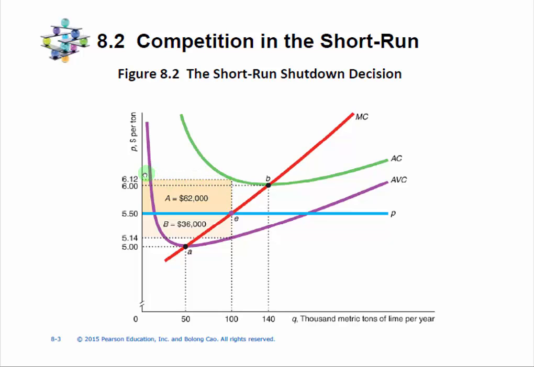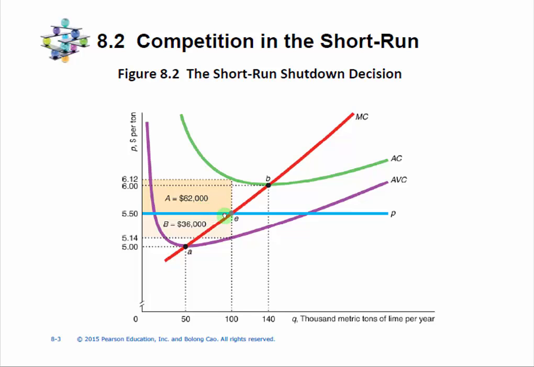On the book, the firm makes a loss, which is the area A. It's the average cost, $6.12 minus the $5.50. The per unit loss on the book is 62 cents. The 62 cents times this 100,000 metric tons, this quantity produced, we have the loss is $62,000.